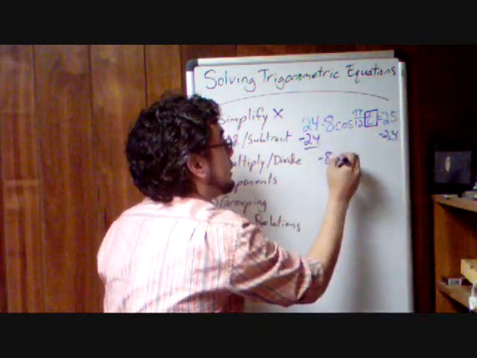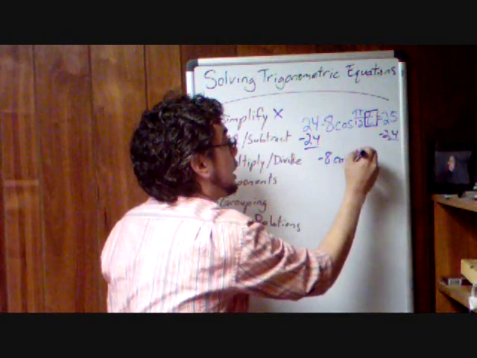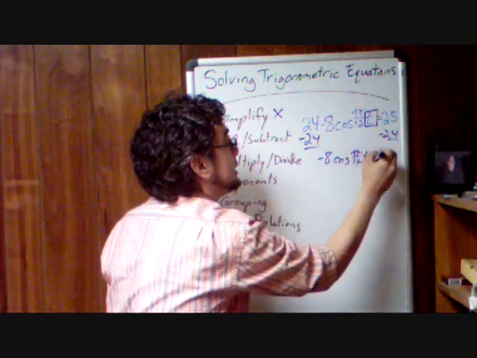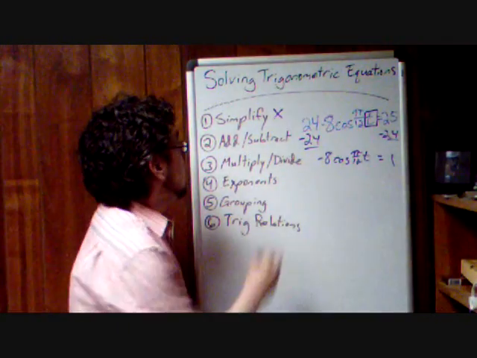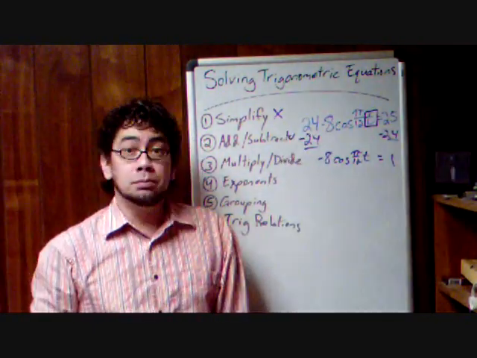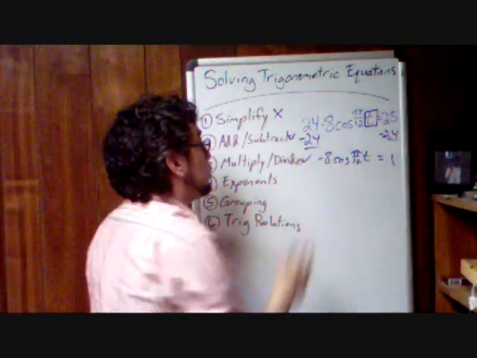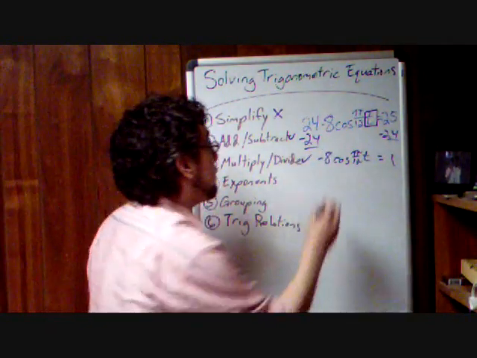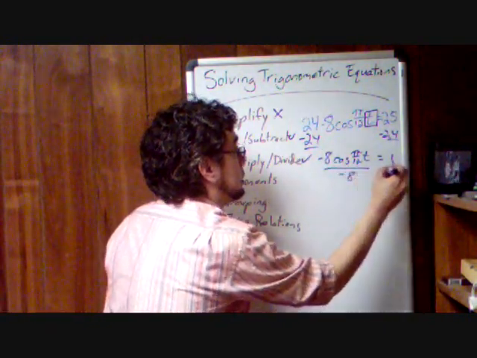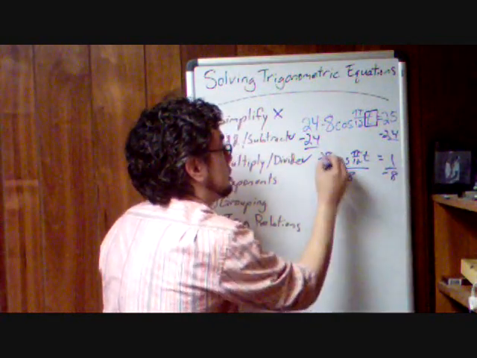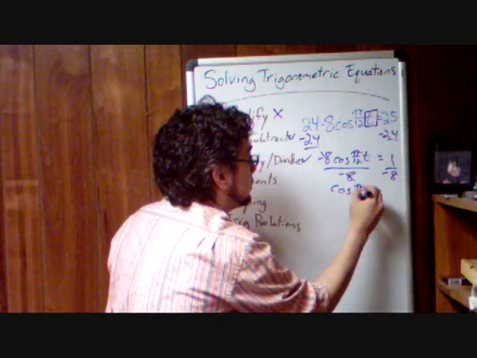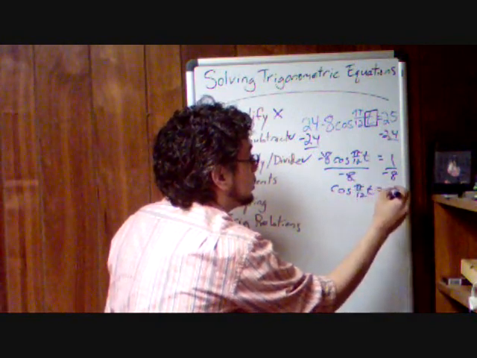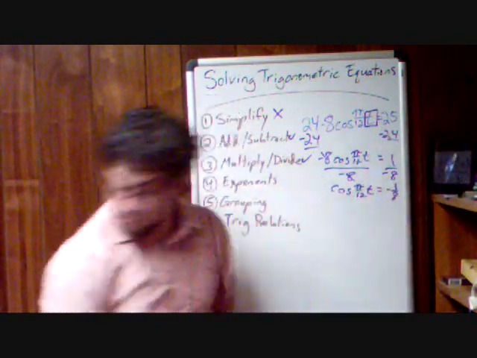That gives us negative 8 cosine pi over 12 t equals 1. We still have a multiply, divide step. We're multiplying by negative 8. We need to divide by negative 8. Cosine pi over 12 t equals negative 1/8.